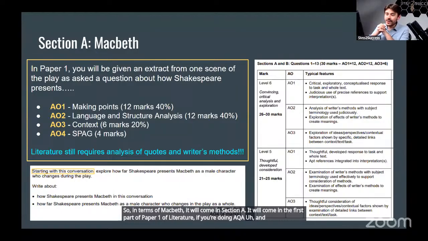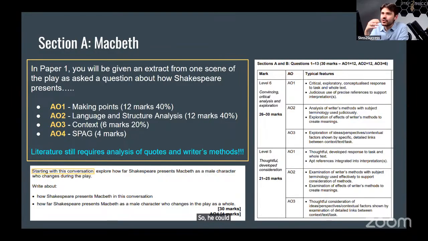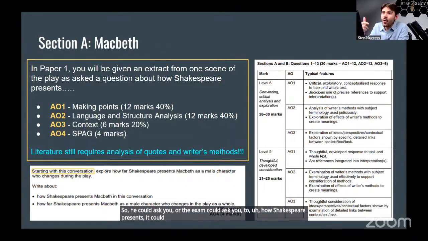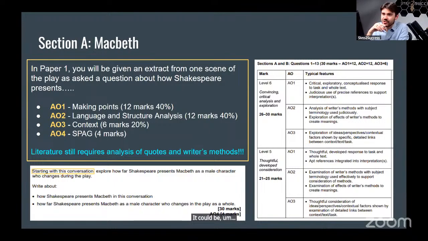And in paper one, you will be given an extract from one scene of the play and be asked a question specifically about how Shakespeare presents XYZ. So the exam could ask you how Shakespeare presents a theme, or it could be a character. It could be a contextual question. It could be anything that you've studied to do with Macbeth.